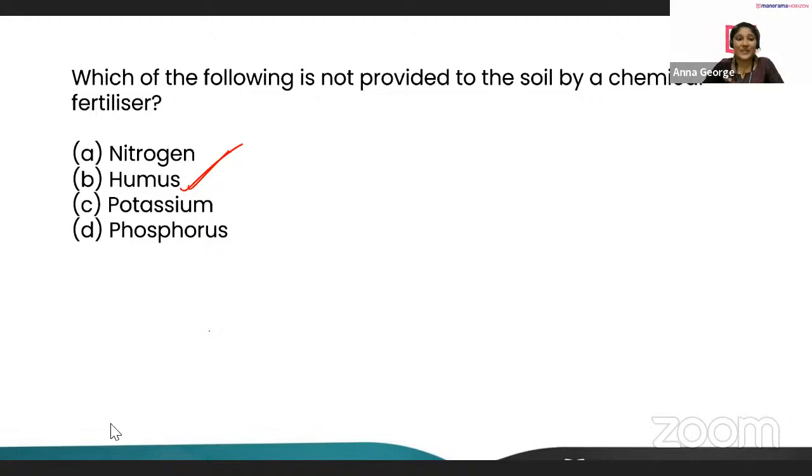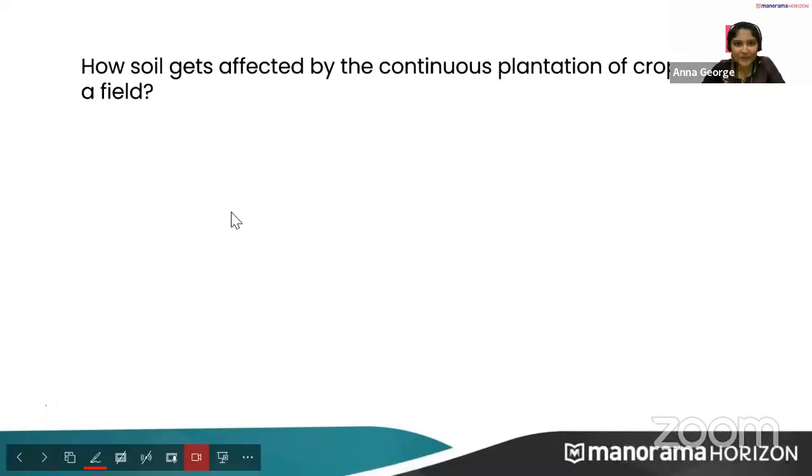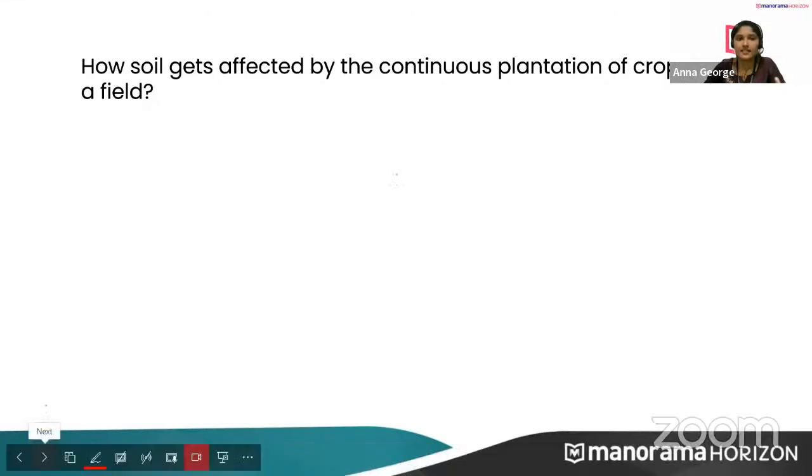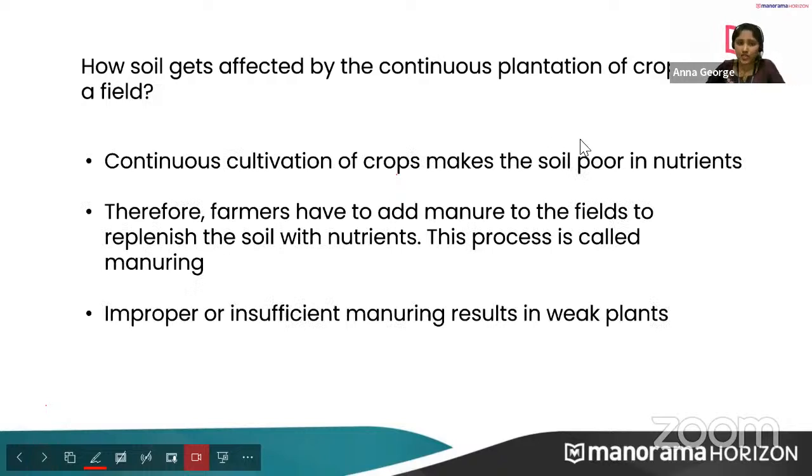Yes, okay. I got the answer for the next question now. How is soil affected by continuous plantation? Yes, it's very correct, because there will be a lack of nutrients. Continuous cultivation makes the soil poor in nutrients. So in order to make this soil rich in nutrients, we have to add manure or fertilizer. Continuous cultivation of crops makes soil poor in nutrients.